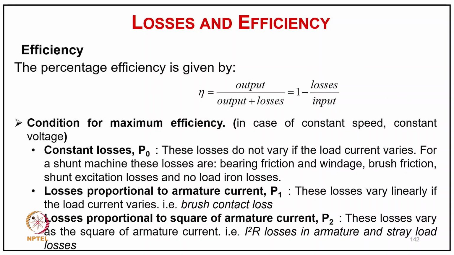The percentage efficiency will be eta equal to output power divided by output plus losses, or 1 minus losses upon input. The condition for maximum efficiency in case of constant speed and constant voltage is constant losses P0. These losses do not vary if the load current varies. For a shunt machine, these are bearing plus frictional losses, brush friction loss, shunt excitation losses, and no load iron loss. Then there are losses proportional to armature current P1, which vary linearly if the load current varies, such as brush contact loss. And losses proportional to the square of the armature current P2, which vary as the square of armature current, that is I square R loss in the armature, and stray load losses.